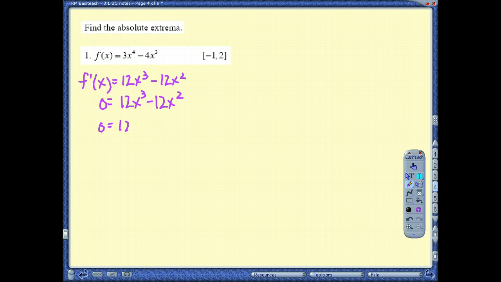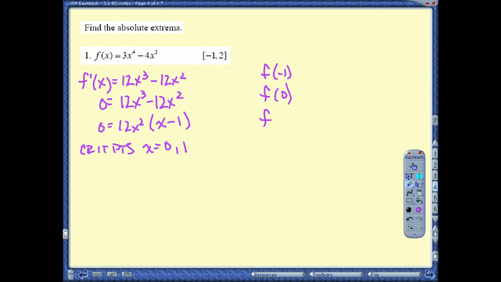Factor out 12x squared, and then I have x to the 1 power minus 1 left. If I set each factor equal to 0, I'm going to have critical points at x equals, well, 12x squared equals 0 when x is equal to 0, x minus 1 equals 0 when x is 1. So I have two critical points I need to check. Both critical points are in my interval. I am going to find f of -1, f of 0, f of 1, and f of 2.